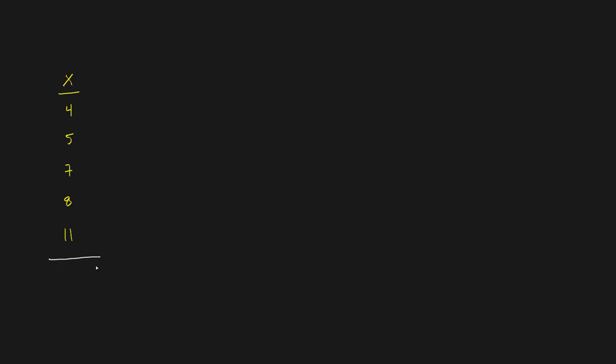So if I had a small data set like I've got here, with 5 different values, and I wanted to find the mean, I would first have to sum up all my values. 4 plus 5 gives me 9, and then 7 is 16, and 8 brings me up to 24, and so then 11 makes it 35. So my mean is the sum of x over n. I have a total of 35, and n is 5. This gives me a mean of 7.